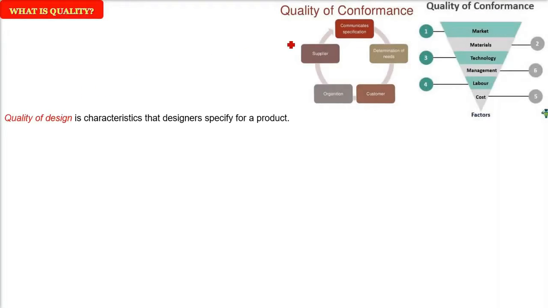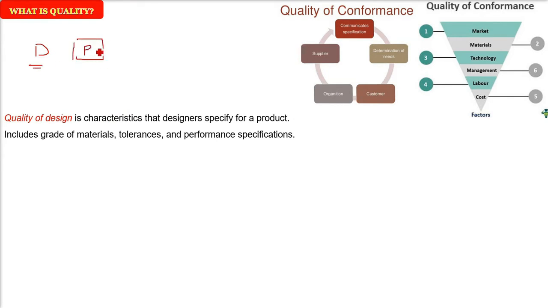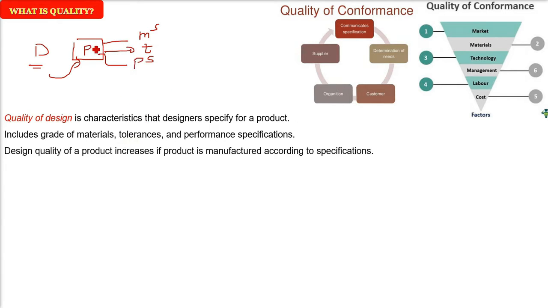So there are 2 things, quality of design and quality of conformance. First is quality of design. The quality of design is what the producer or designer has decided and what the product is fulfilling. That is, what grade of materials he is going to use, what are the tolerances for different parts of the product, what performance specification was decided earlier that the product should give. If all this is fulfilled, then we say this is related to quality of design. For example, a bike, 150 kilometers, the result is 150 kilometers. So quality of design is there. So the design quality of a product increases if the product is fulfilling the specifications which were made earlier, that the product is meeting all the specifications.